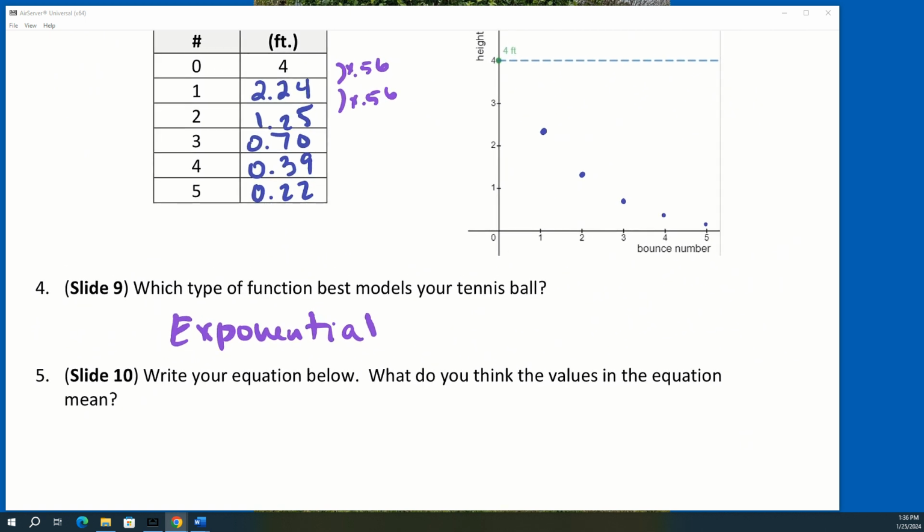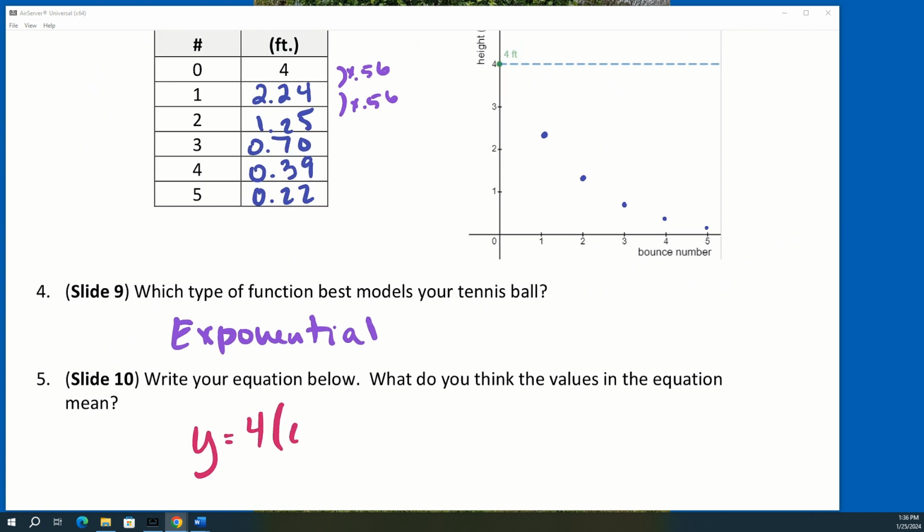So I'm going to make the actual function for mine. It would be y equals, and then you would put a 4. Now, you might not have had exactly a 4, but why do you think the answer is 4? It's the initial height where you dropped the ball from originally. And then if I'm multiplying by 0.56 each time, that should be what's in the parentheses, and it should be raised to the x.